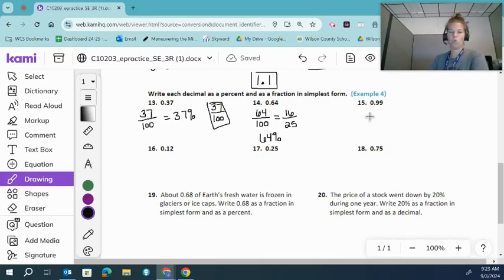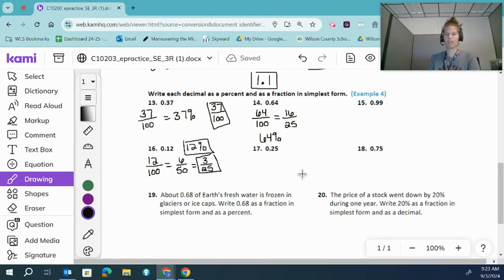And let's just do one more. I'm going to come down here and do this one. So 12 hundredths, which means 12%. And if we simplify this, we get 6/50ths and we get 3/25ths. So 3/25ths is my fraction in simplest form, 12%. And there's a couple more that you can try there if you'd like.